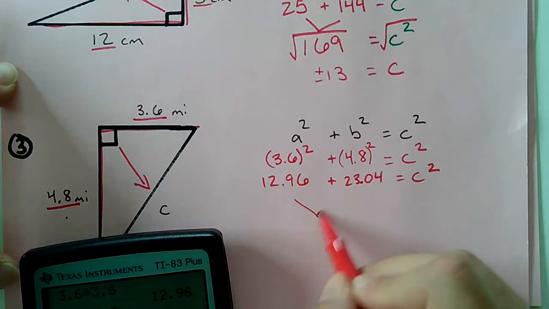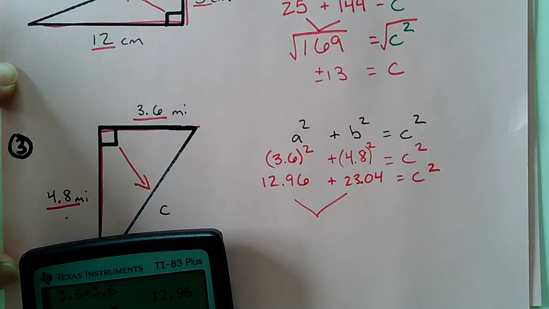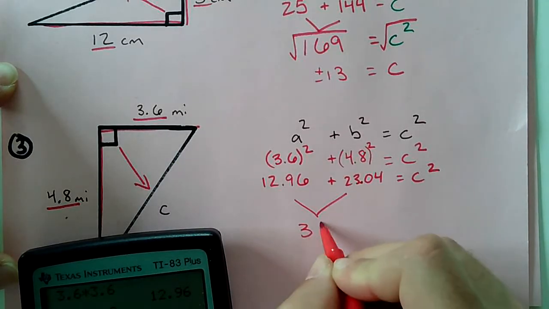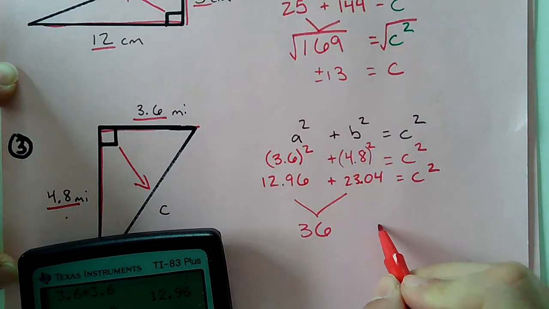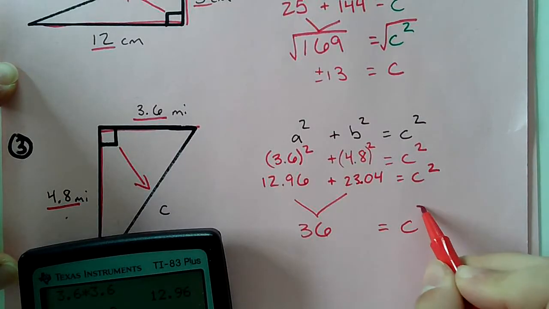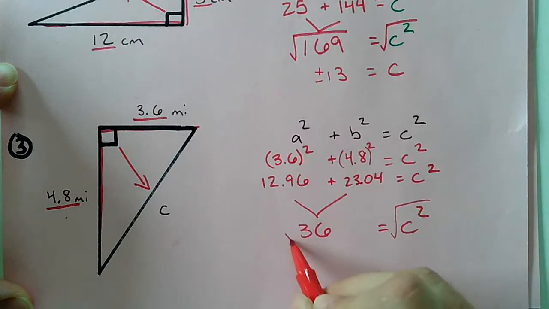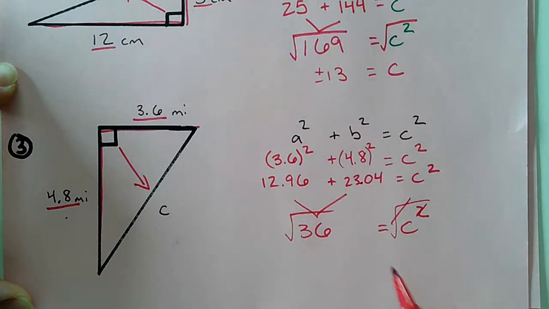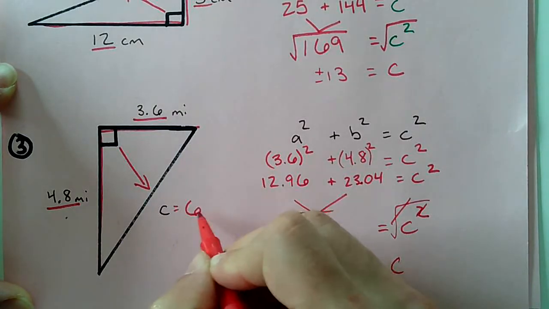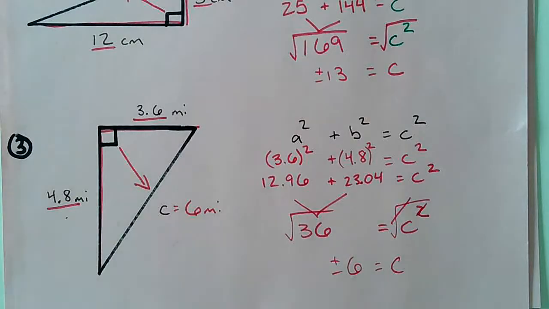I'm going to add these together. That gives me 36. Ooh, that's a nice number. That's going to work out pretty well for me because it's a perfect square. So now I square root, cancel, cancel. C equals plus or minus 6. So C equals 6 miles.